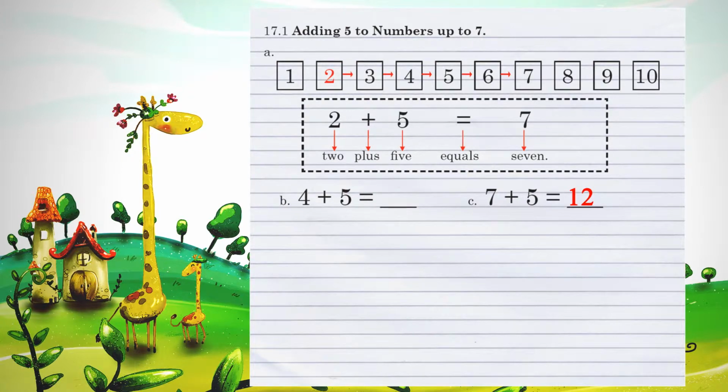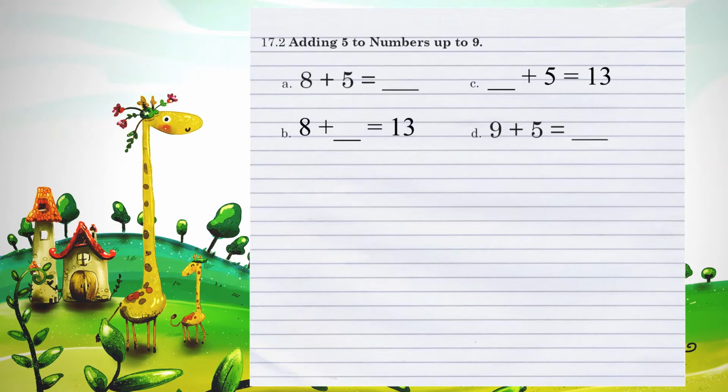Let's look at example B. If we start with 4, and we go forward 5 spots, 1, 2, 3, 4, 5, we end up on the number 9, which is our answer.